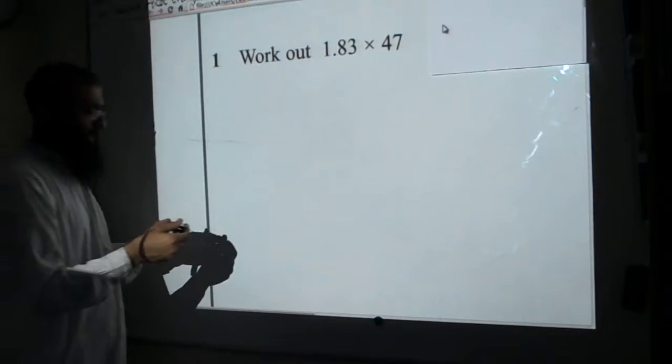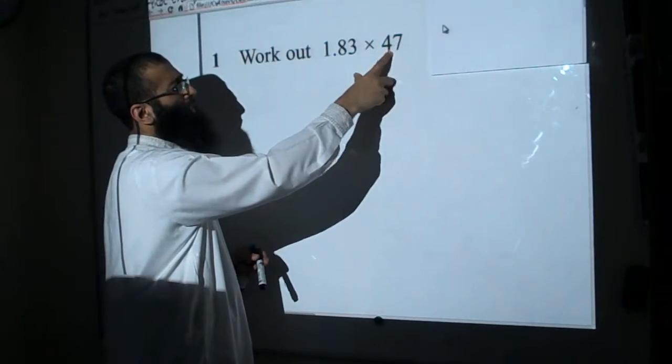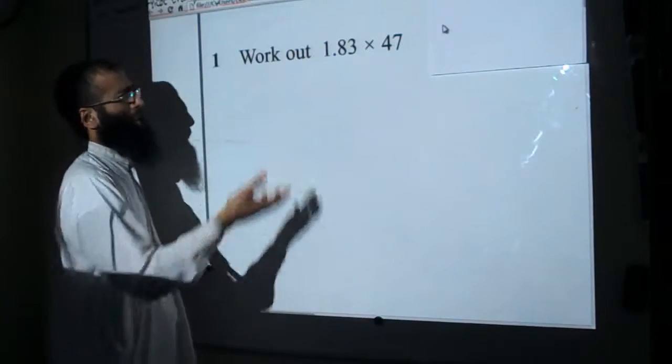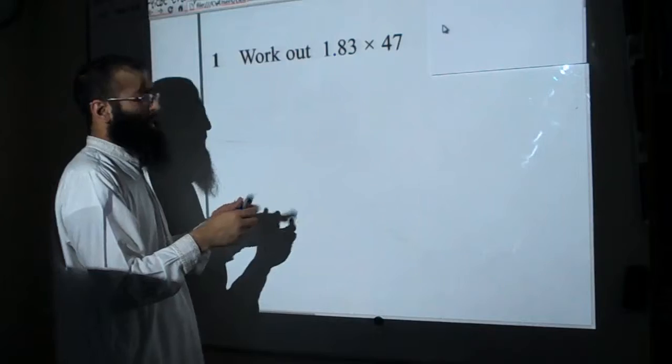Bismillah. In this first question we have 1.83 times 47. This is a variation of a long multiplication question with a decimal point in it.